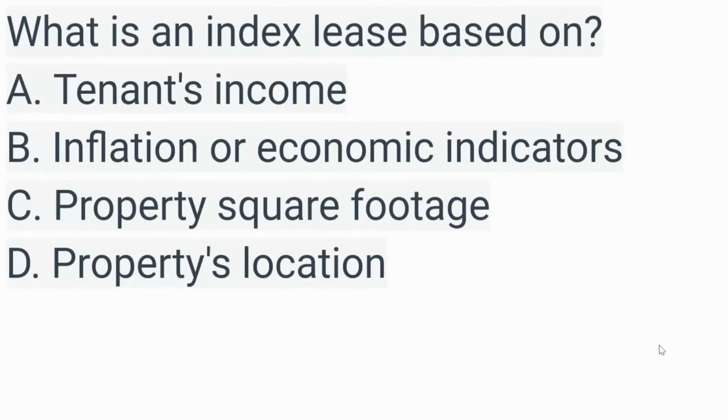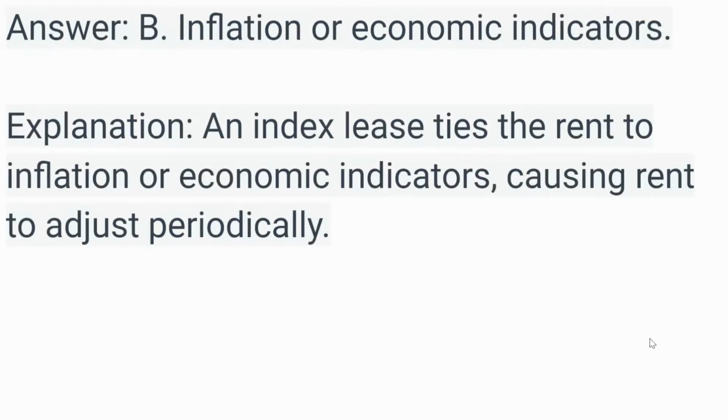What is an index lease based on? A, tenant's income. B, inflation or economic indicators. C, property square footage. D, property's location. B, inflation or economic indicators. An index lease ties the rent to inflation or economic indicators, causing rent to adjust periodically.